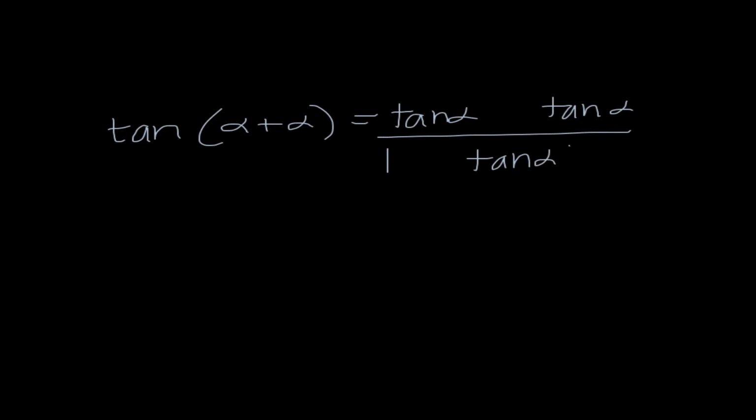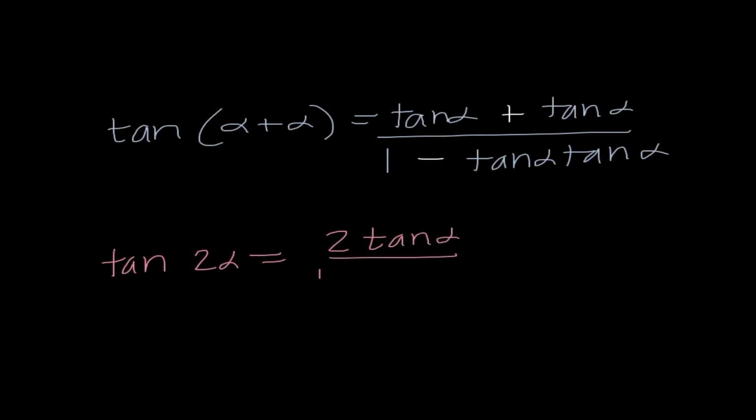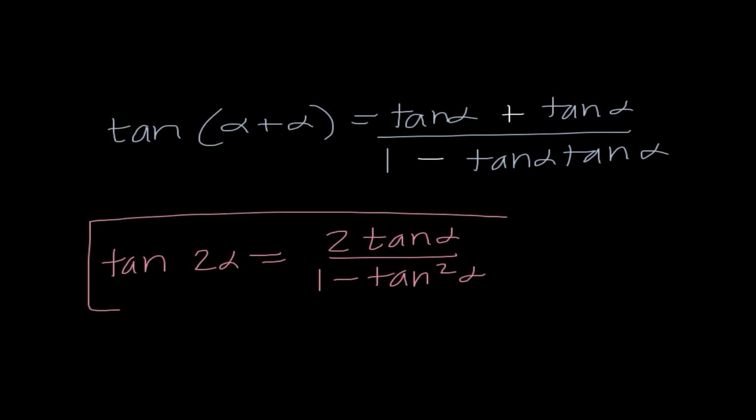I talk faster than I write, so there we go. Tan, tan, 1 tan tan. I know I have a same sign in the numerator and an opposite sign in the denominator. So when I simplify this, I get tan of 2 alpha equals 2 tan over 1 minus tan squared. Once again, I already said this, but we definitely do not need to know how to derive them, but sometimes it can be very helpful in figuring them out.